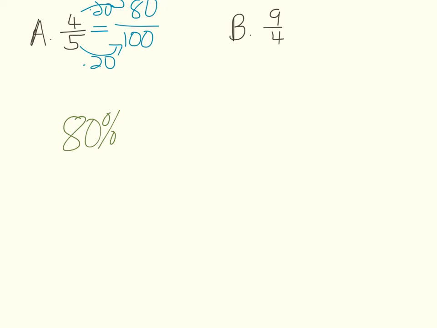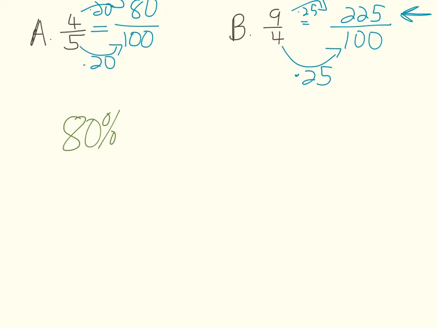We do the second question the same way. 9/4, if I want to make that into a percent, I have to make it over 100. To get from 4 to 100, we have to multiply by 25. 9 times 25 is 225. Remember, don't be put off just because this is bigger than 100. We can have lots of different kinds of percents. In this case, we've ended up with 225%.